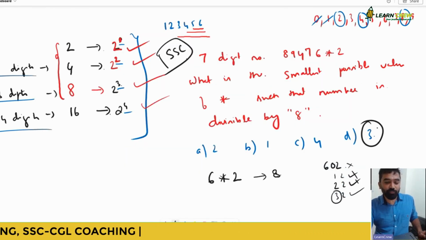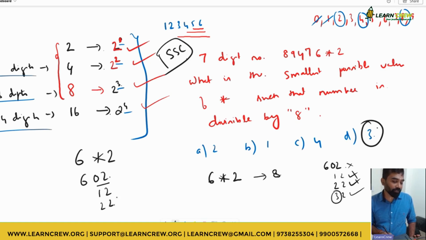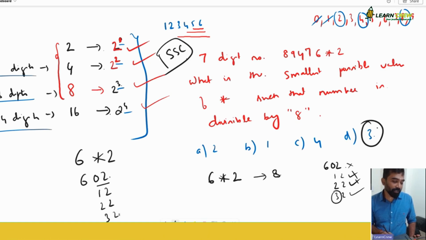See, what is the smallest possible value in place of star? Smallest possible value is 0. Is 02 a multiple of 8? No, sir. Is 12 a multiple of 8? No. Is 22 a multiple of 8? No, sir. Is 32 a multiple of 8? Yes, sir. Okay, this is the smallest number.